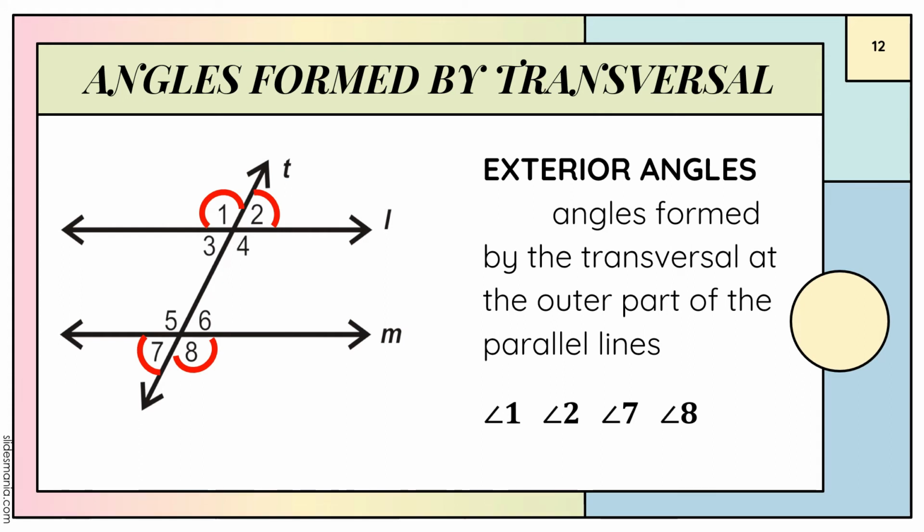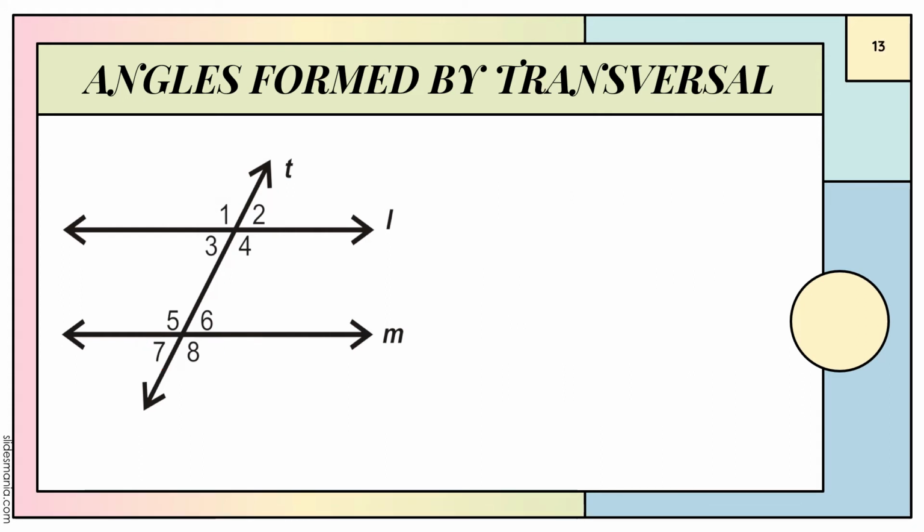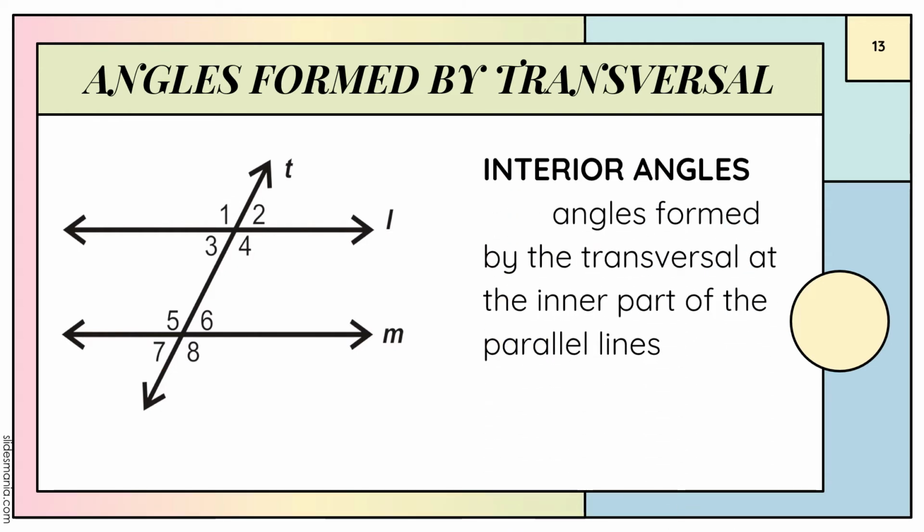Okay, so we will be having the interior angles. These are the angles formed by the transversal at the inner part of the parallel lines. So inner part, most probably these are the angles that we are talking about. The interior angles of these parallel lines cut by a transversal are angle 3, angle 4, angle 5, and angle 6. Is that clear? Now that you are already familiar with the exterior and interior angles, we will now proceed with the next angles formed by the transversal.